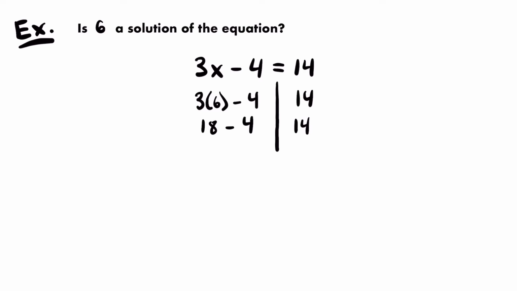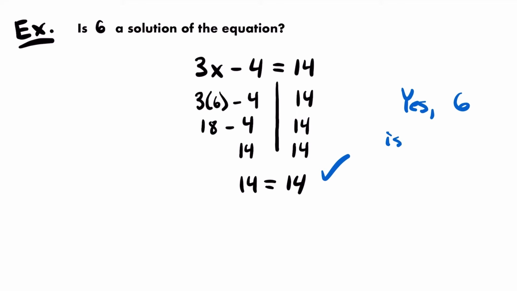Now 18 minus 4 is 14, so we have 14 and 14, and so now, comparing what we have on either side of the equation, the number is exactly the same. What we get here is that 14 is equal to 14. That checks out. That is a true statement. So because we got a true statement when plugging 6 into the equation, we now know that 6 is a solution to the equation. All right, so the final answer here would be yes, 6 is a solution.